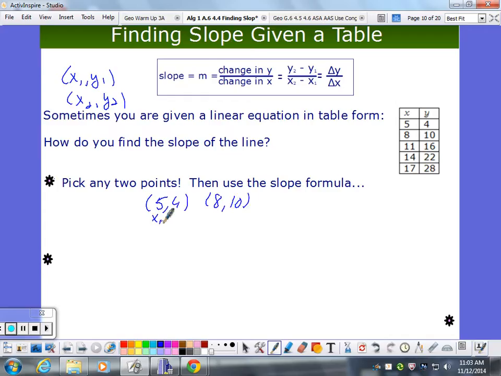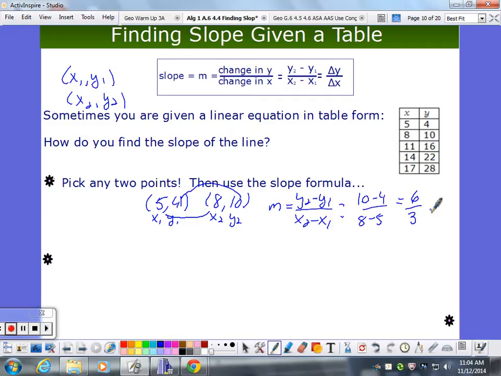Okay, so if this is my x1, y1, and this is my x2, y2, I could have labeled it the other way, it does not matter. y2 minus y1 over x2 minus x1. That would be 10 minus 4 over 8 minus 5. 10 minus 4 is 6, 8 minus 5 is 3. That's 2. Great. I know the slope of this line, it's 2.